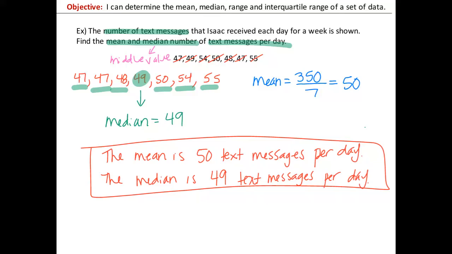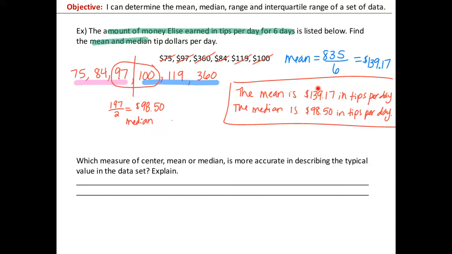If we look back to this one, we had 50 and 49. Those are pretty similar, so we could use either. It doesn't matter if I use the mean or the median. But in this case, I have 98 and 139. So which one is a better representation of the center of the data? If we look at the mean, where would the mean be located on the list? 139.17 would land somewhere right here, right? The mean ends up being larger than all of these except for the 360.